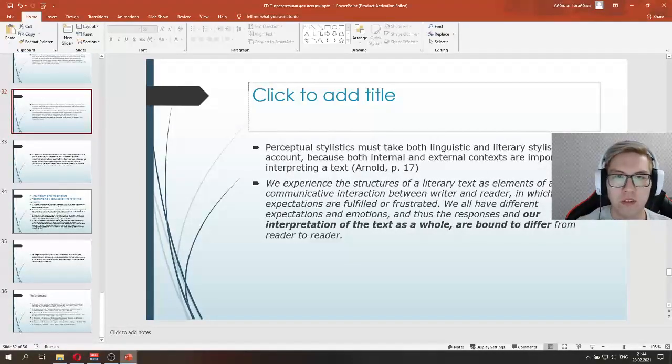Perceptual stylistics must take both linguistic and literary stylistics into account, because both internal and external contexts are important for interpreting a text. We experience the structures of a literary text as elements of a dynamic communicative interaction between writer and reader, in which our expectations are fulfilled or frustrated. We all have different expectations and emotions, and thus the responses and our interpretation of the text as a whole are bound to differ from reader to reader.